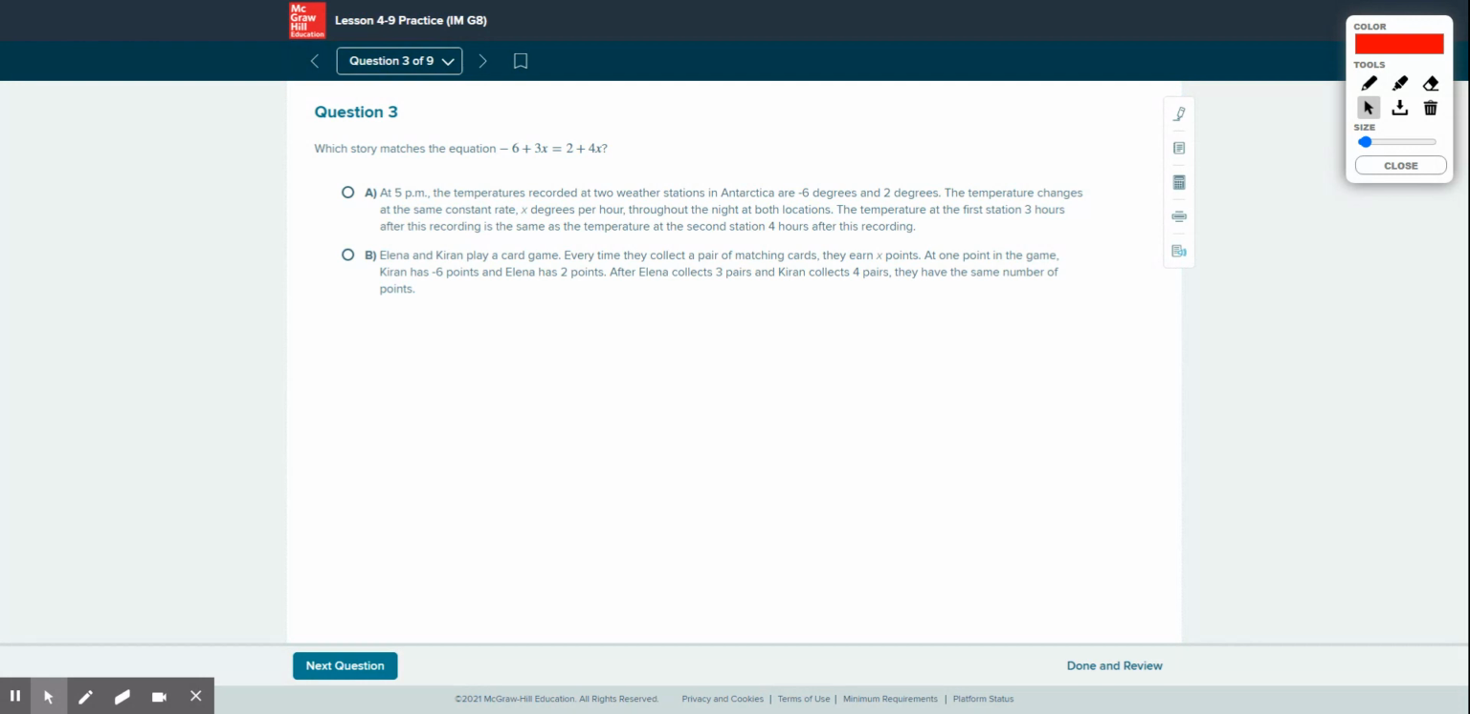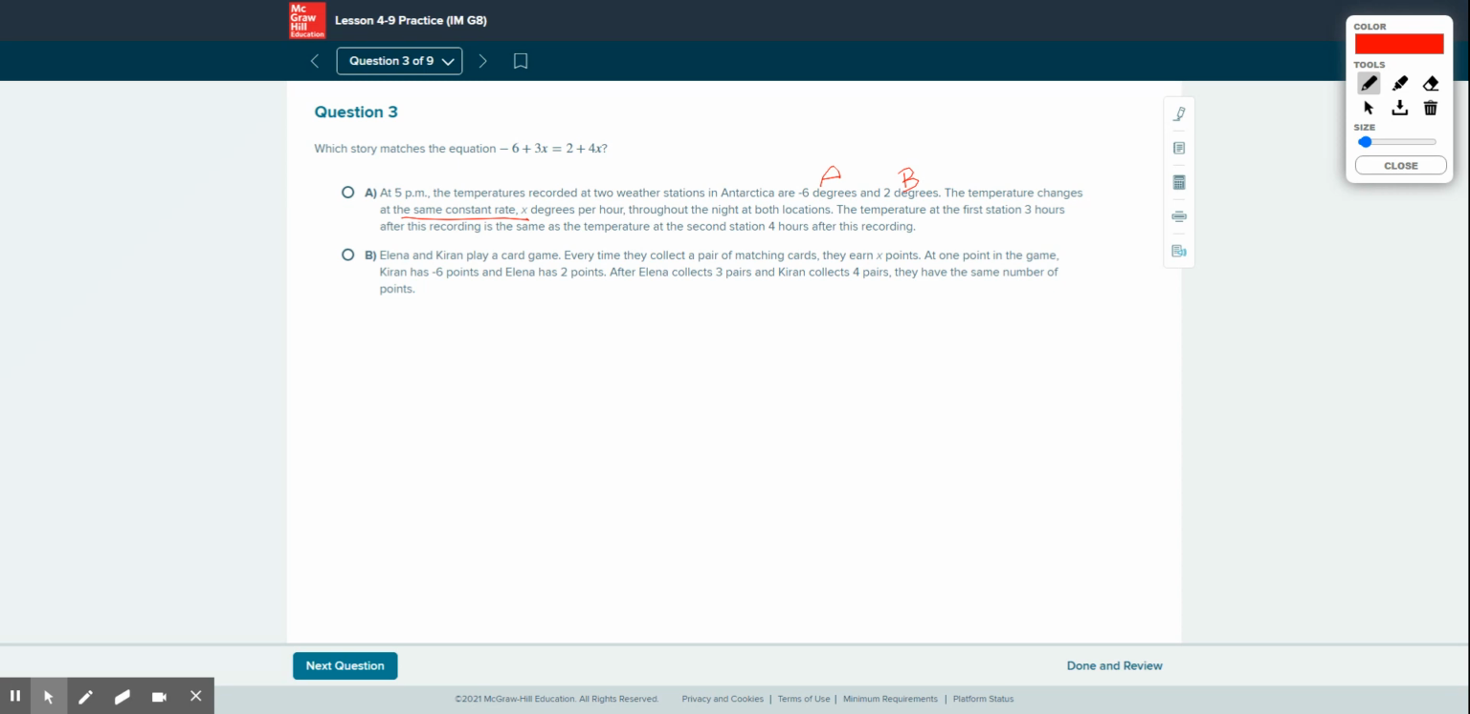Question 3 is a comparison. Which story matches the equations? -6 plus 3 times X is equal to 2 plus 2 times X plus 4. First one, temperatures recorded at 2 weather stations in Antarctica are -6 degrees. I'm going to call that station A, and then 2 degrees, station B. The temperature changes at the same constant rate. That's really cool, which means that we have X degrees per hour throughout the night at both locations.